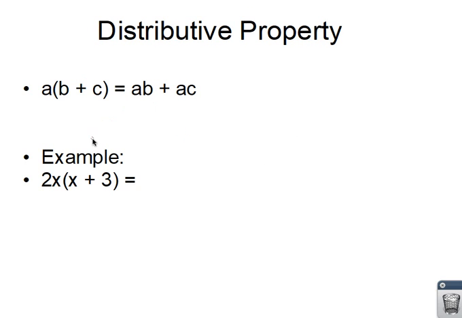Then you have the distributive property. You guys are pretty good at this. You distribute whatever is in front of the parentheses. So like down here, we distribute, we get 2x squared plus 6x. Kind of a popular property for everybody to use.